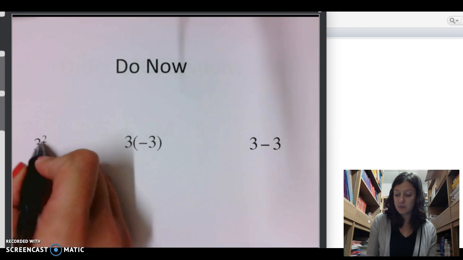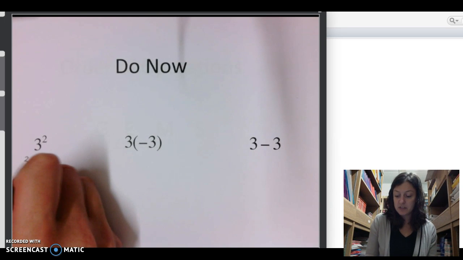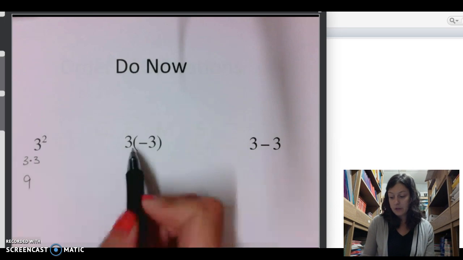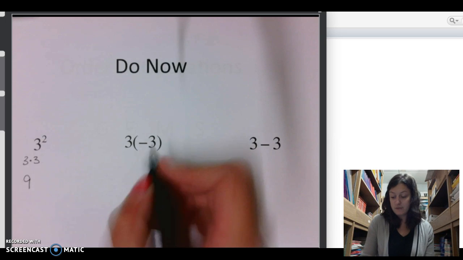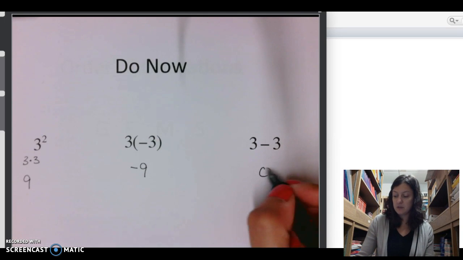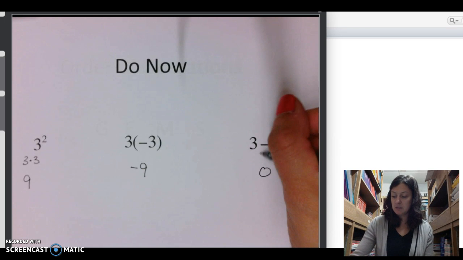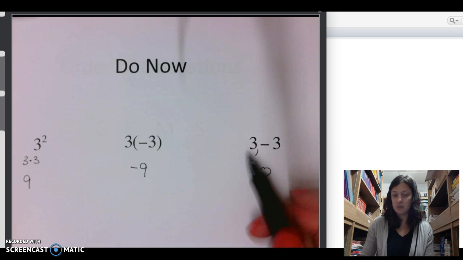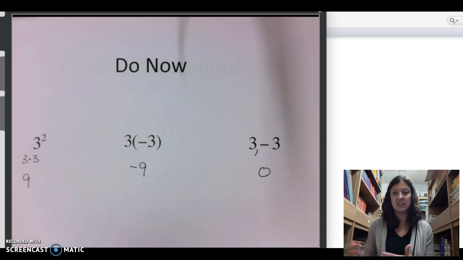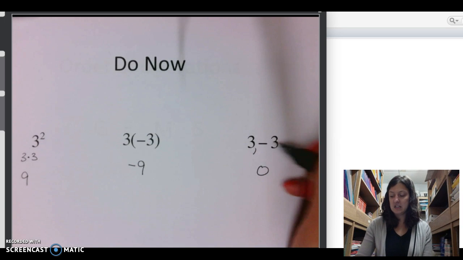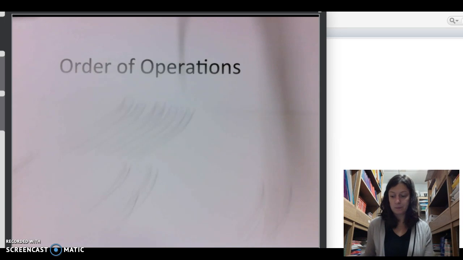Okay, so 3 squared means 3 times 3, which is 9. 3 times negative 3 is negative 9. And this one's just 3 minus 3, so it's 0. And we know it's a minus because it's almost like saying 3 and negative 3. It's almost like you could put a comma between them. It's like a list. There's nothing else joining them together but the minus sign. So it's like 3 and negative 3 is 0.